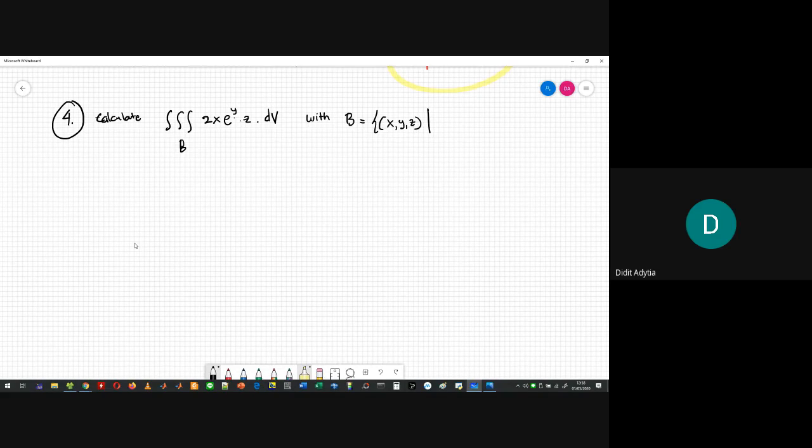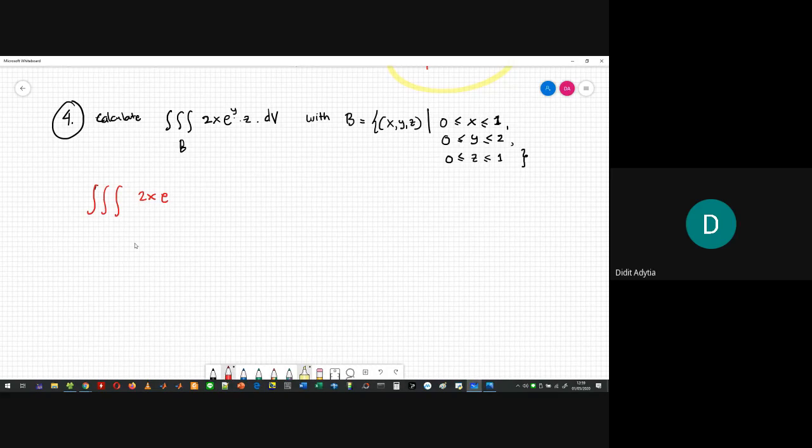With B itself defined as a set of (x, y, z) with conditions. Okay, x itself is between 0 and 1, and then y is from 0 until 2, and then z itself is defined between 0 and 1. Okay, now we calculate it. Seemingly the calculation is easy, the boundary is easy. Let's say we can directly calculate.